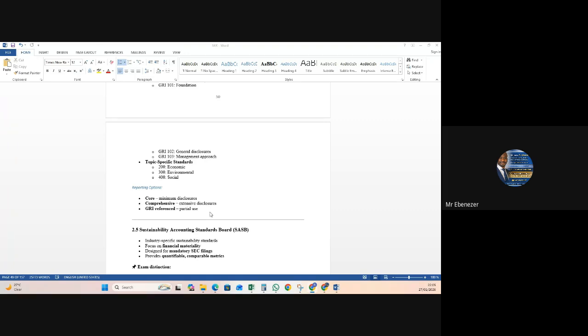Then also for your Sustainability Accounting Standards Board, they have a board whereby it is industry specific and not relating to all industries. Okay. It focuses on financial materiality. It is designed for mandatory Securities and Exchange Commission filings, and it provides quantifiable and comparable metrics.